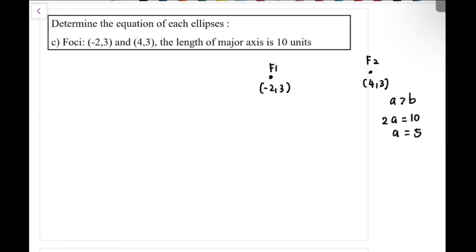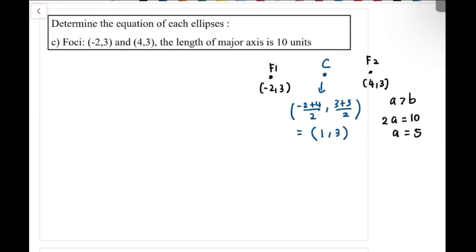Alright. So now once again, the middle between two foci would be the center. Center sentiasa duduk tengah-tengah. So using the same midpoint formula, we can find the coordinates of the center. So we have negative 2 plus 4 over 2 and 3 plus 3 over 2. So the coordinate for center in this case would be 1, 3.